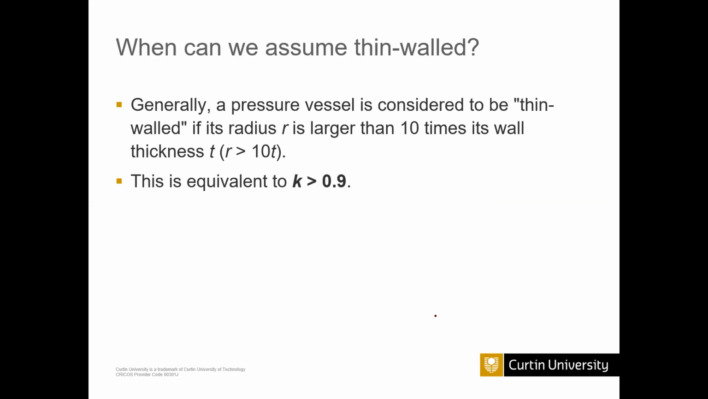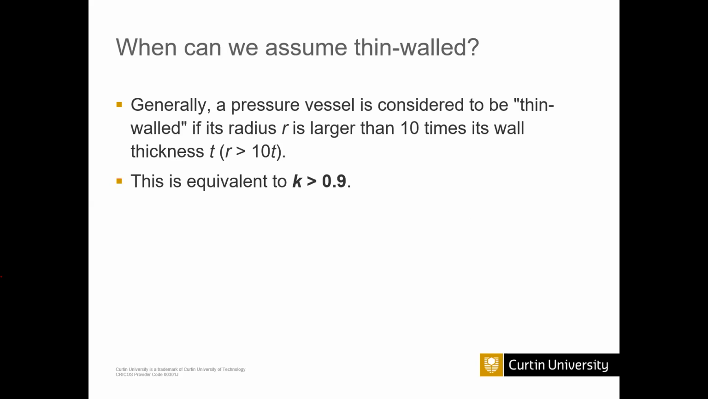So this is the statement. The pressure vessel is considered a thin wall if its radius R is larger than 10 times its wall thickness T. The wall thickness means the difference between R naught and Ri. If you consider that thickness and multiply it by 10, and it is less than R, you can call it a thin wall.